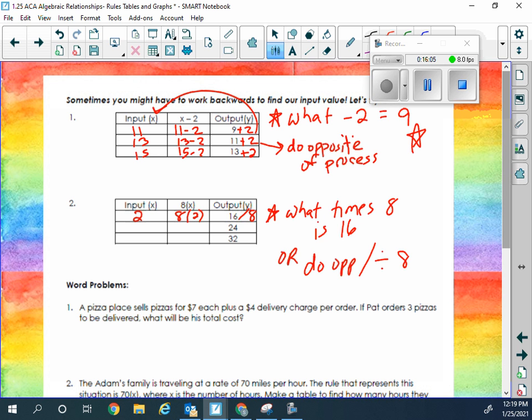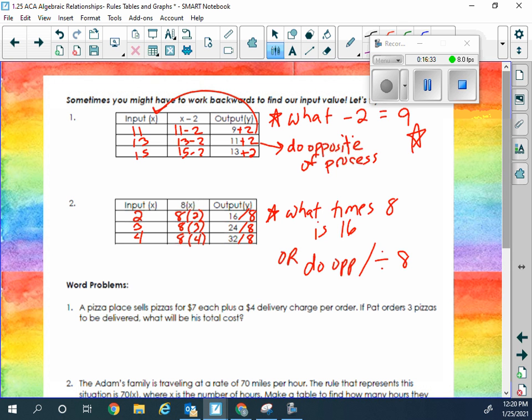Yeah. So you could either think, what times 8 is 24? Or 24 divided by 8 is 3. Thank you. So 8 times 3 is 24. What times 8 is 32? Or 32 divided by 8 is 4. So 8 times 4 is 32. Okay? Questions on that?